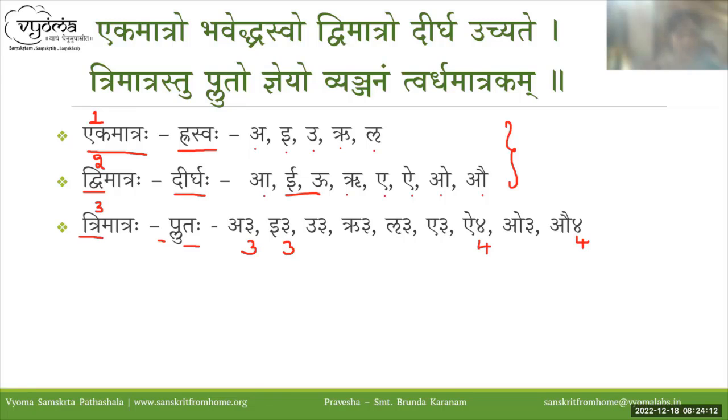There is one more type, which is called ardhamatrakam. Ardha means half in Sanskrit. So half of what? Half of this ekamatra.